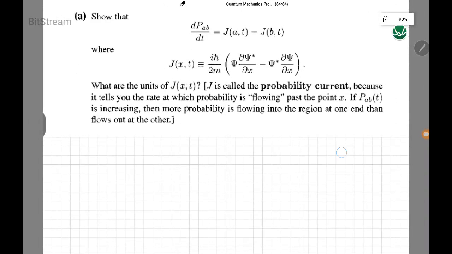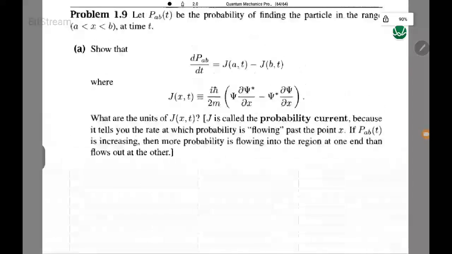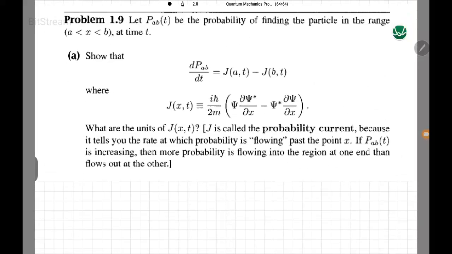You won't be able to see the whole page at a time, but I hope it's a little bit more zoomed in so it's easier to see. So our first part here is we're going to be finding the probability of finding a particle in this range at time t. So now we're looking for something where the wave function is changing as a function of time.